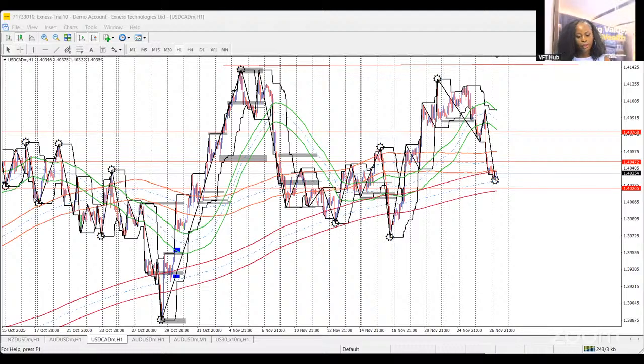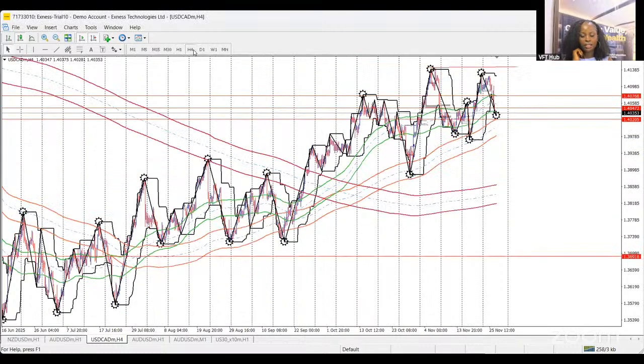All right, welcome back. That was a very beautiful analysis by Demola. So very quickly, we'll be looking at AUD/USD and USD/CAD to see the opportunities that they present to us today. Okay, so I'm going to start off quickly looking at USD/CAD from the H4 time frame.